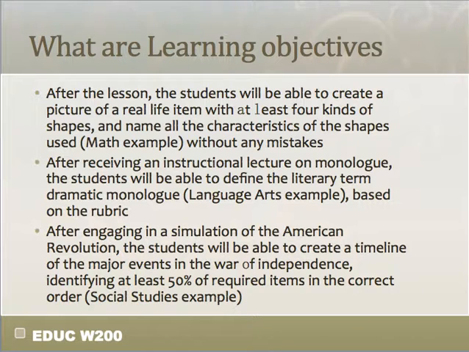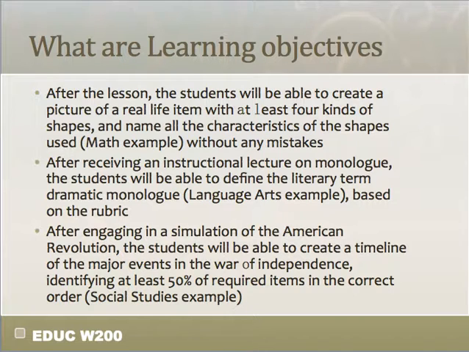So after that particular lesson, the first example talks about how students are actually going to be able to create some kind of picture of a real life item with 4 different types of shapes and also to name the characteristics. The second behavior example is that the students are going to be able to define the literary term dramatic monologue. And in the third example, the behavior is that the students will be able to create a timeline of the major events.